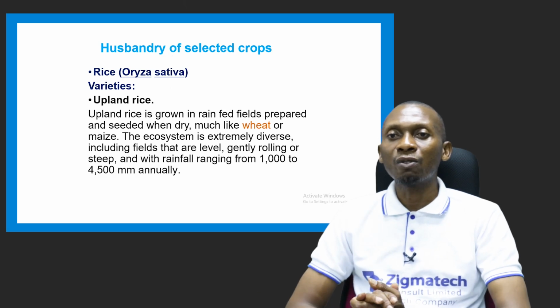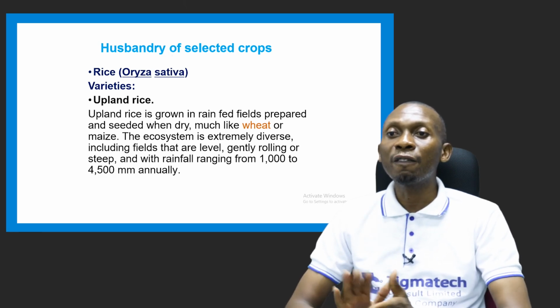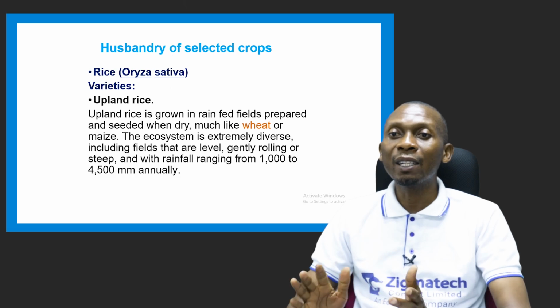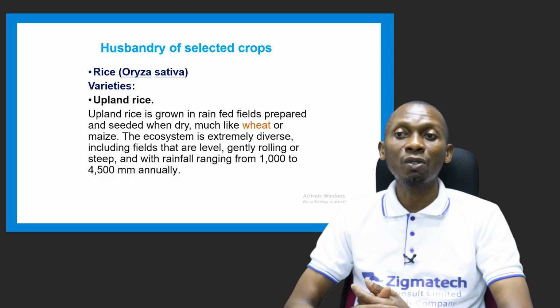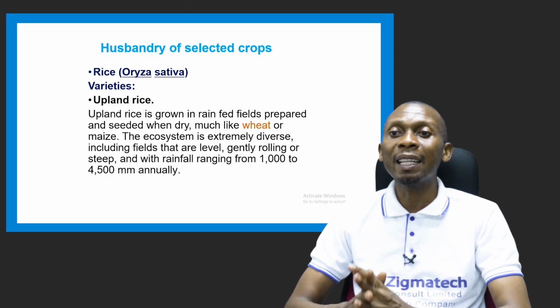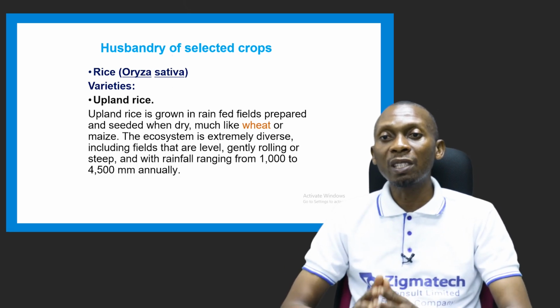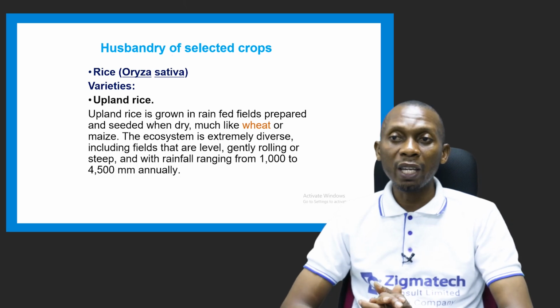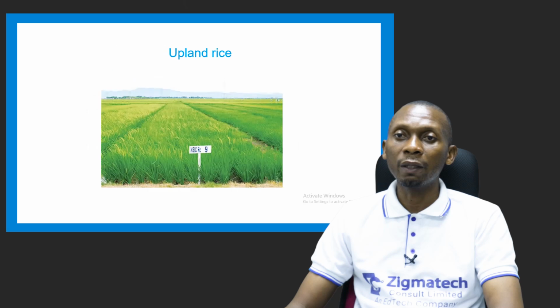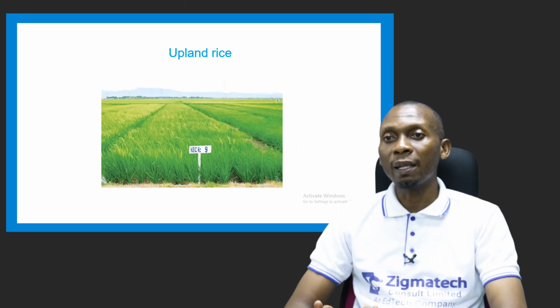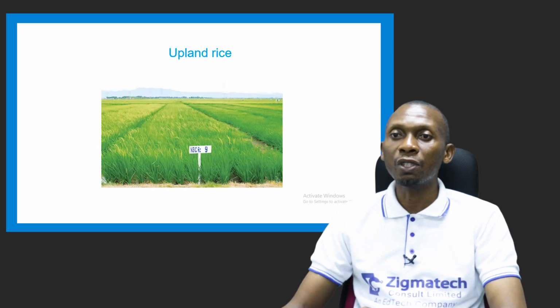Now, looking at the upland rice, it's grown in rain-fed fields, prepared and seeded when dry, much like wheat or maize. The ecosystem is extremely diverse, including fields that are level, gently rolling or steep. And the rainfall here is just 1,000 to 4,000 millimeters annually. This is an example of upland rice, as you can see in the picture.